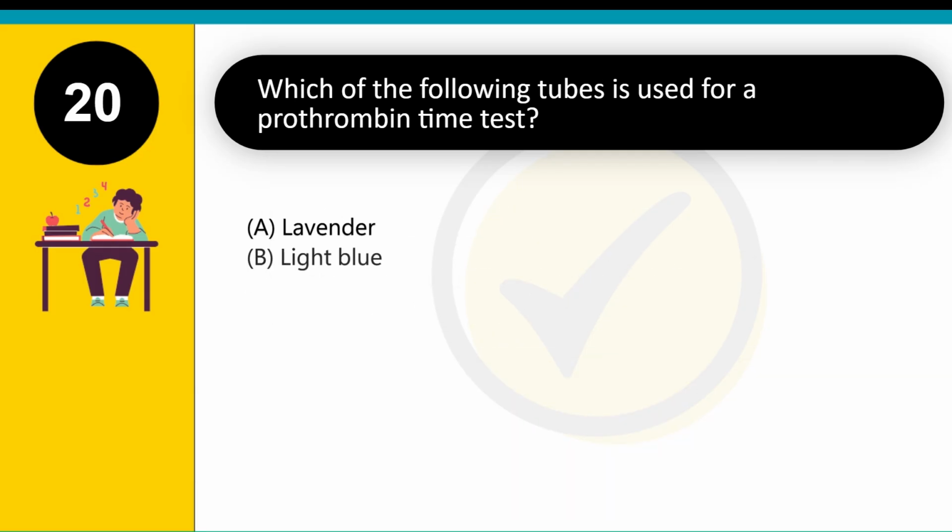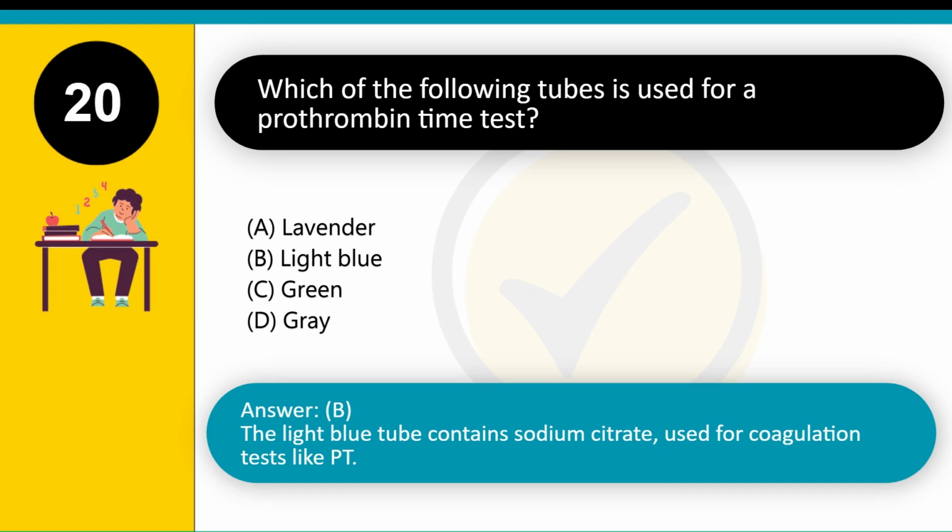Which of the following tubes is used for a prothrombin time test? A. Lavender. B. Light blue. C. Green. D. Gray. Answer B. The light blue tube contains sodium citrate, used for coagulation tests like PT.